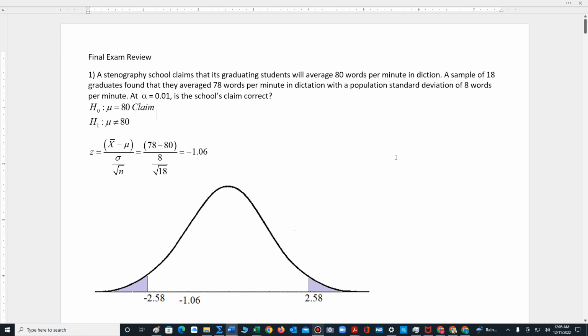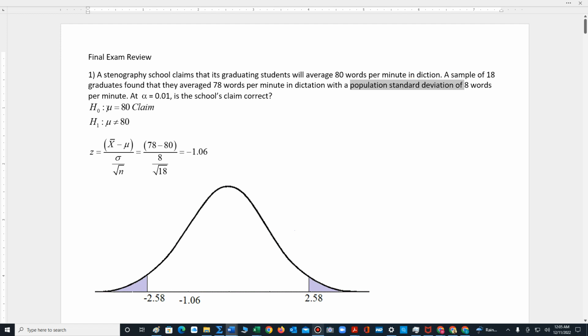It states a stenography school claims that its graduating students will average 80 words per minute in dictation. A sample of 18 graduates found that they average 78 words per minute in dictation with a population standard deviation of 8 words per minute. So this indicates that we will be using a z-test. Alpha is 0.01. Is the school's claim correct?